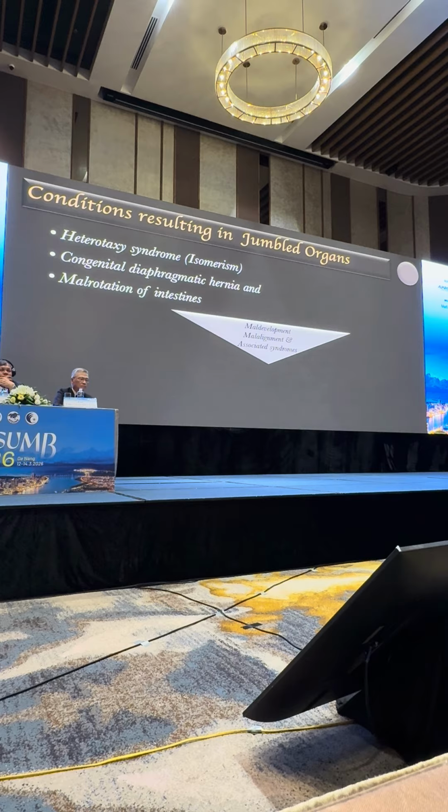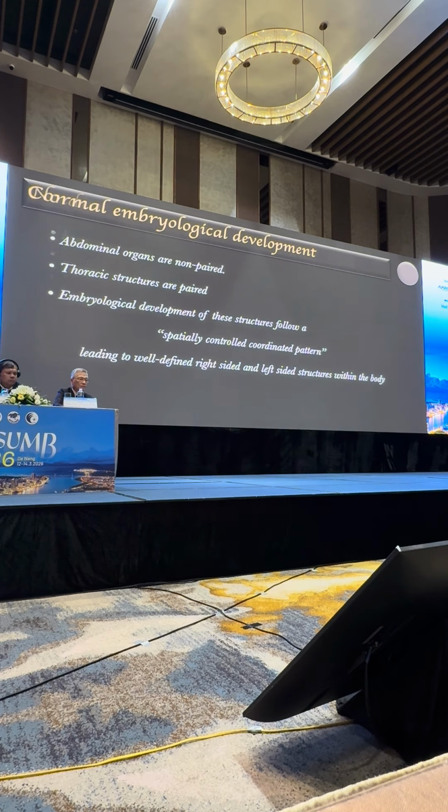Basically, these are all because of maldevelopment, malalignment as well as associated syndromes. This can be associated with chromosomal abnormalities, genetic syndromes or environmental factors. The evaluation is basically by what's called whole exome sequencing or copy number variation sequencing. So these are the factors that we have to consider while evaluating these jumbled organs or the heterotaxy.